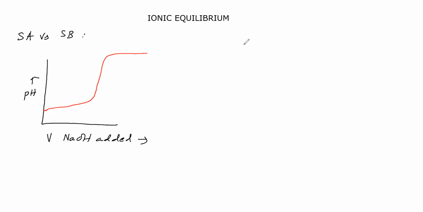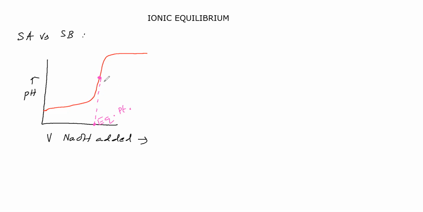Now, using this graph, what can we find? We can find the equivalence point. Take the center point. That center point we can call the equivalence point. Okay, so this is the strong acid versus strong base titration graph.